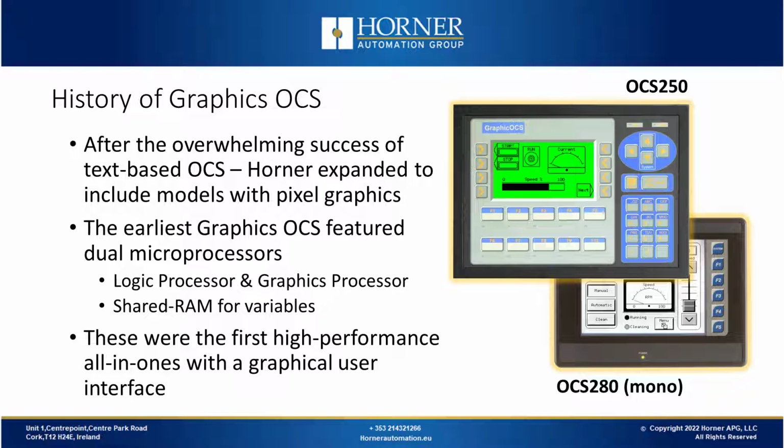Let's start with the history of the Graphics OCS. After the successful release of text-based OCS a few years later, Horner expanded into graphical-based units. One of the reasons we didn't start with a graphical user interface on the OCS was because of the limitations of the microprocessors of the time. So when we did go into graphics in the early 2000s, we went with a dual microprocessor approach, where we had one processor dedicated to logic and a second one dedicated to the graphics. Then those two processors shared RAM for variables. So these were the first high-performance all-in-one controllers that had a graphical user interface.